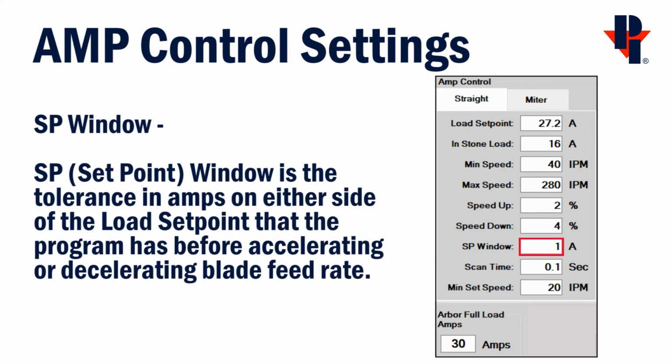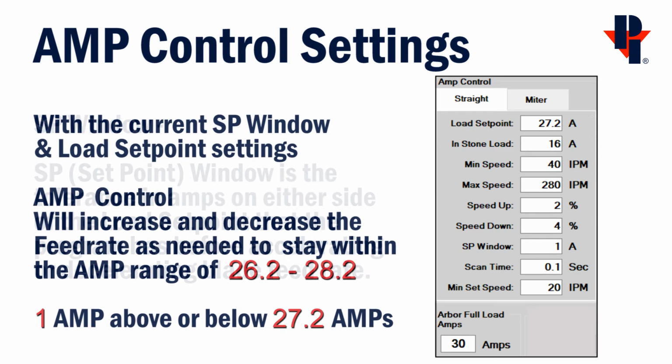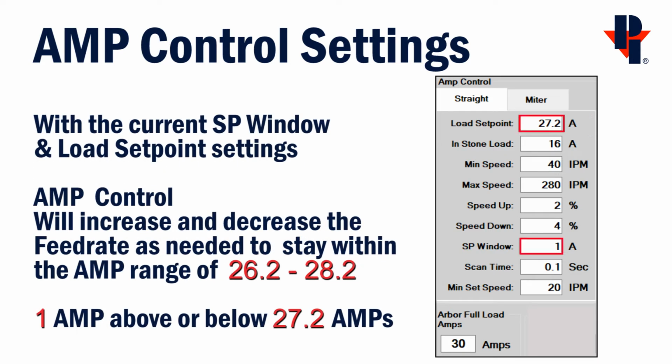The value of the set point window is the range to either side of the load set point. When the arbor motor draws more than 1 amp of the load set point, it will decrease the feed rate. And when it draws 1 amp less, it will increase the feed rate.